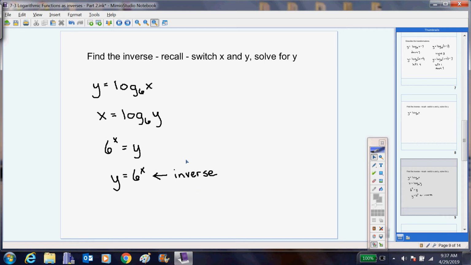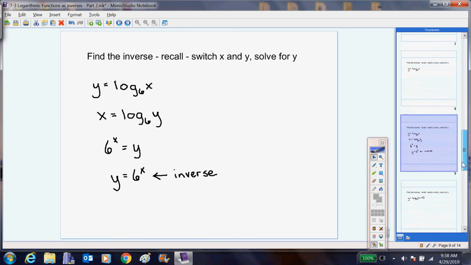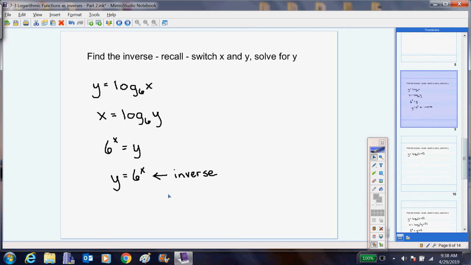If you understand the definition of a logarithm, and just to review it, 6 to this power, this is our base, this is our exponent, this is our answer, base, exponent, answer. And then what we were doing with those is we were finding out if we were given this number, what this number had to be as an exponent to make it work. So very nice, easy way to find an inverse here.